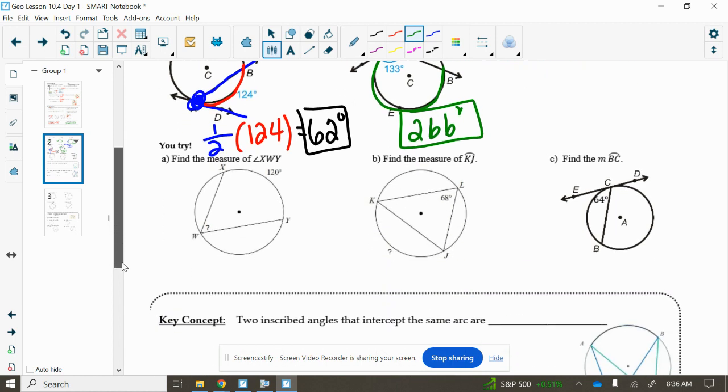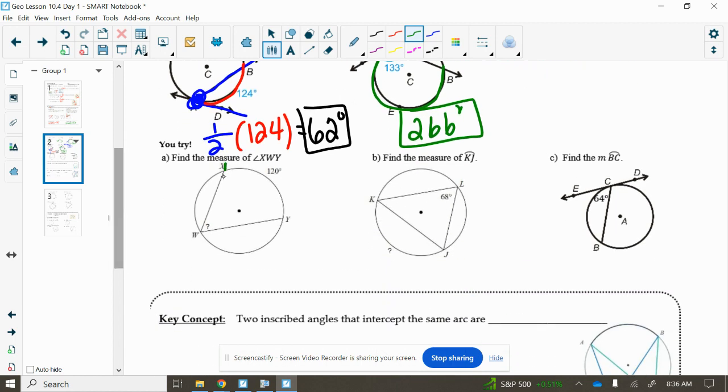Down below, we have a couple you try questions. The first one is asking you for the measure of angle XWY. The second one is asking you, given the measure of angle KLJ, for the measure of your arc. And then finally, they are giving you the measure of angle ECB. You are trying to find the measure then of the arc CB.